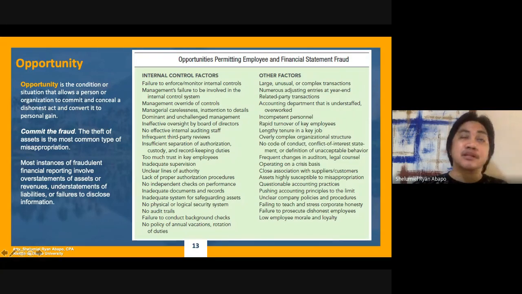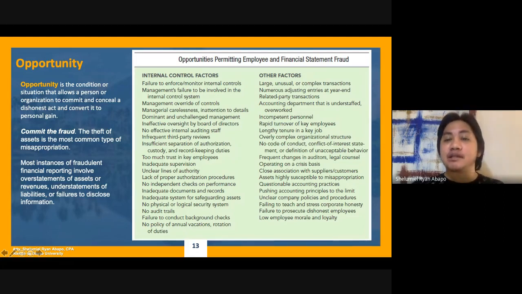So there is an enumeration of internal control factors that would actually provide for an opportunity. Say, for example, you've been in the company for 14 years and you've been trusted enough that you are given so much leeway in doing things. That's an opportunity. Or there are inadequate documents and records, or the company is not really imposing certain authorization procedures or even review ng mga transactions. So madali talagang manipulate ang reporting process ng entity without such kind of control.